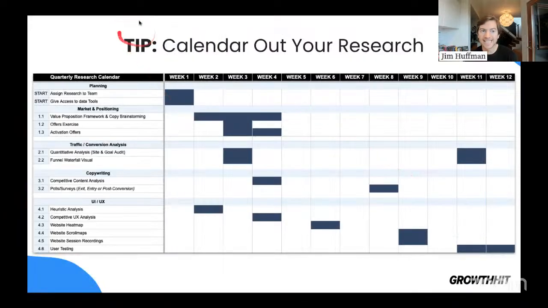And so I think the tip is super simple. Calendar it out. So at the start of Q1 for next year, ask yourself over the next 12 weeks, what research are we doing, right? So this is what we do. It's like, okay, first week, do we have the right tools? Do we have Convert going? Do we have the right team to do this? And then I'm assigning out like, okay, we're going to do heat maps, scroll maps, session recordings this many times. We're going to do user testing.